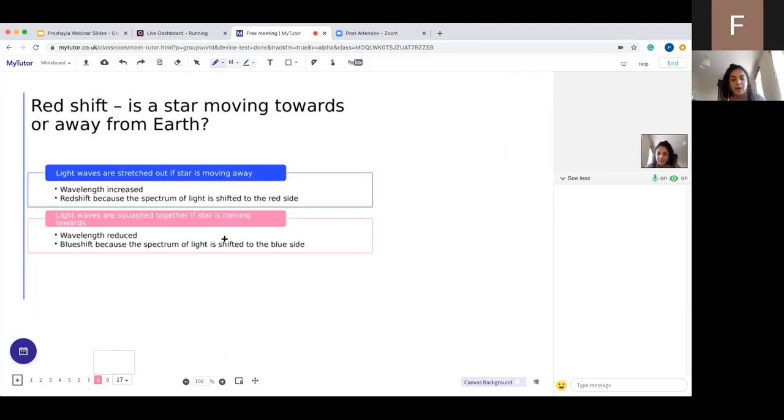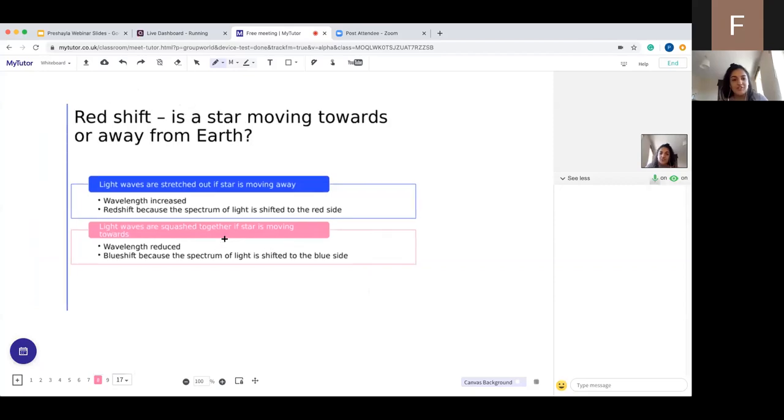Then we went on to talk about redshift. So redshift is this idea that can help us to understand whether a star is moving towards or away from the Earth. Light waves are stretched out if the star is moving away. Wavelength is increased and it is redshifted because it moves to the red side of the spectrum where wavelengths are longer. Same is true for the opposite scenario.